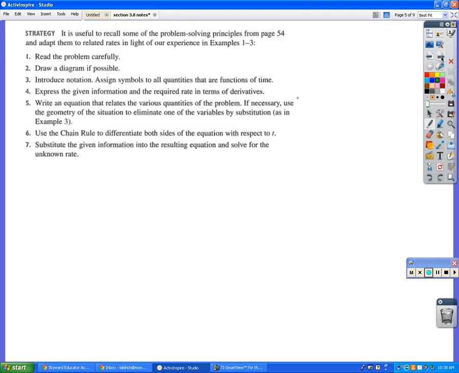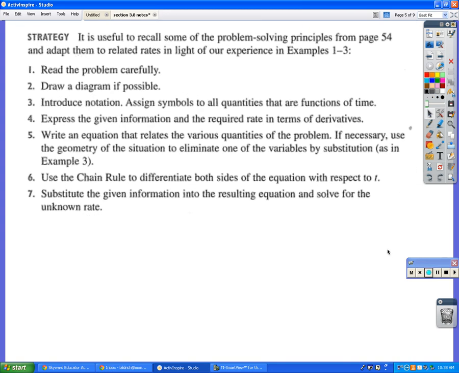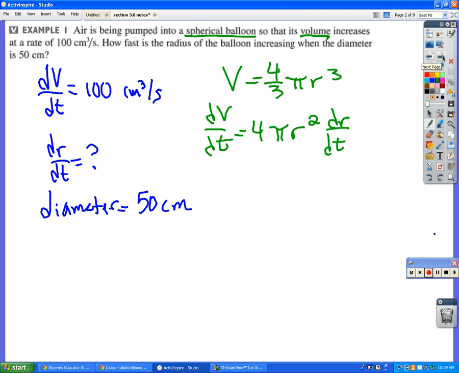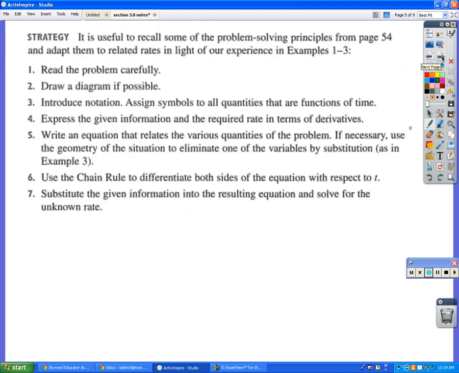Okay. And I think here's your problem solving strategy, and this is in the book somewhere. Read the problem carefully. Draw a diagram. That's all done. So right here is when the important stuff starts: express the given information and the required rate in terms of derivatives. So that's what I did when I wrote down dV/dt equals 100, and we're trying to find dr/dt. So that's the given information and the stuff we're trying to find in terms of derivatives. So we're basically starting at step 4 here.